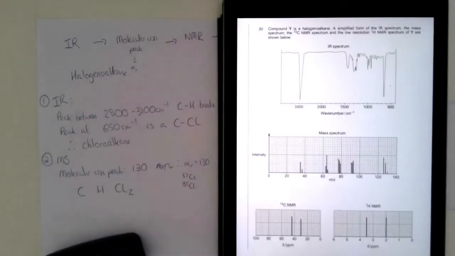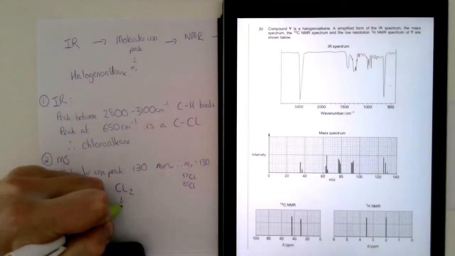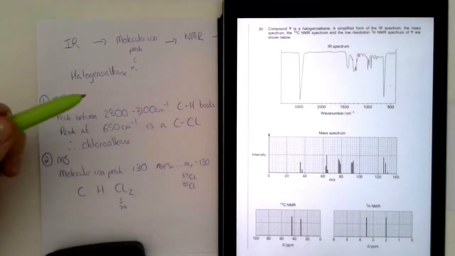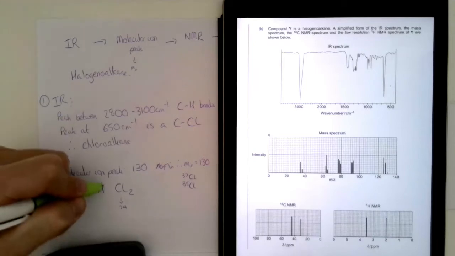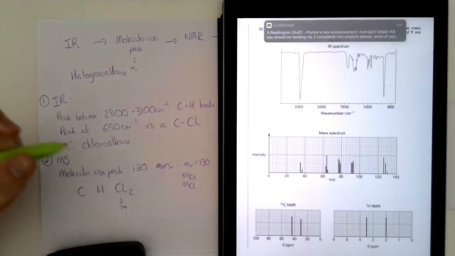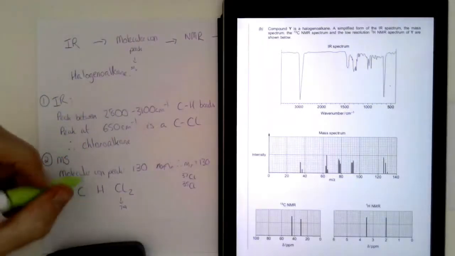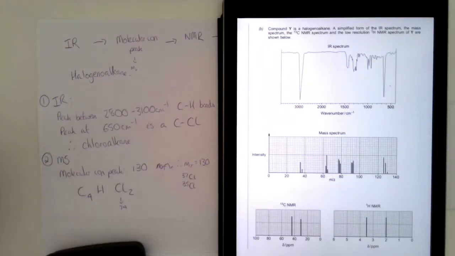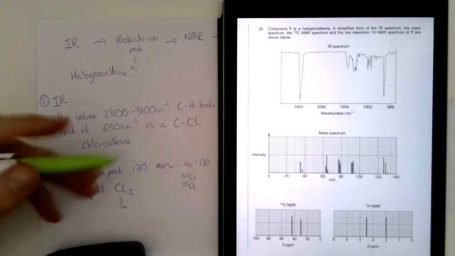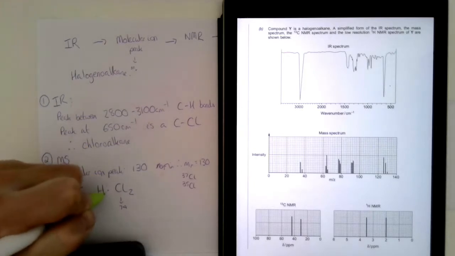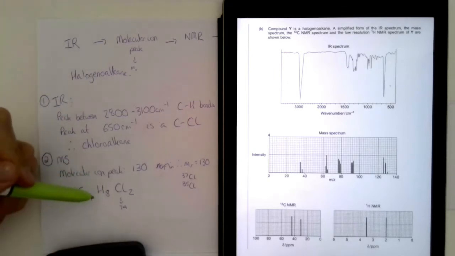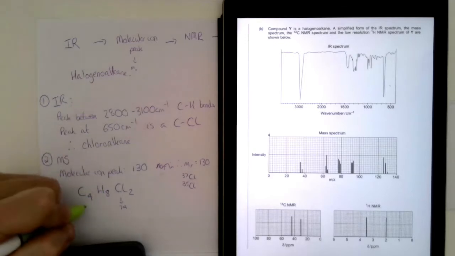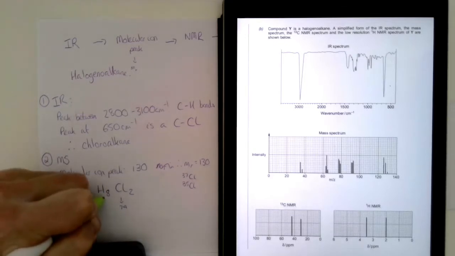So 37 times 2, that's going to be 74. So if I do 130 minus 74 now, I know 130 minus 74 is 56, so the rest of this thing here is going to have an MR of 56. So I'm going to guess 4 carbons, which is 4 times 12 gives you 48, and then if I say 8 hydrogens, that's going to give me 56. So this is 48, and that is 8.